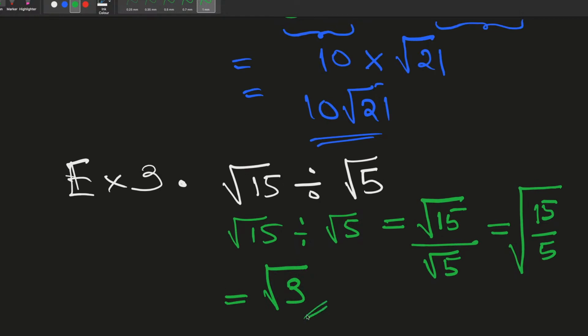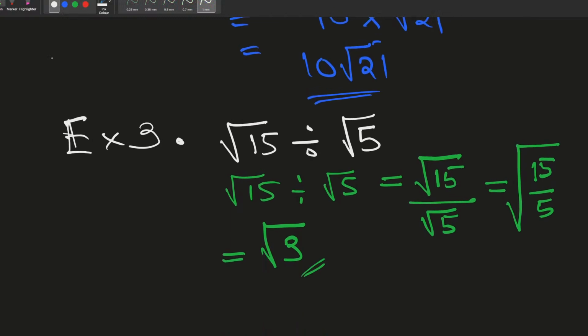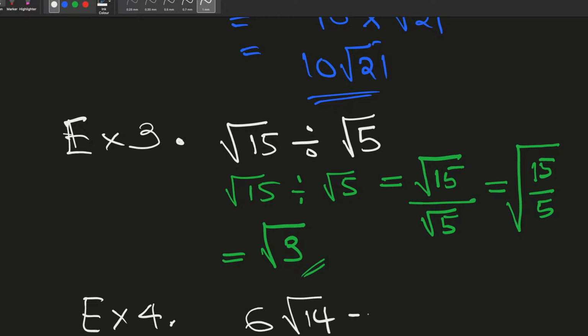Okay, let's check one more example to see whether we are getting closer to a certain level of understanding. Now let's look at example 4. It says √14 multiplied by 6, that is 6√14, divided by 2√7. And they say we should solve or simplify.